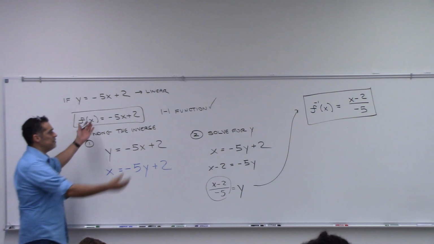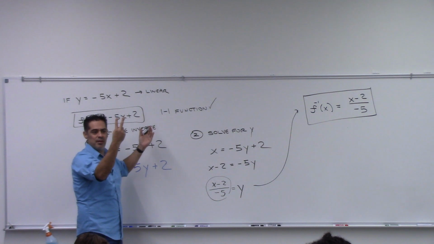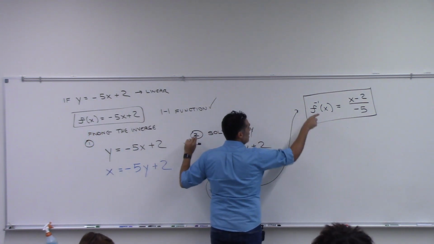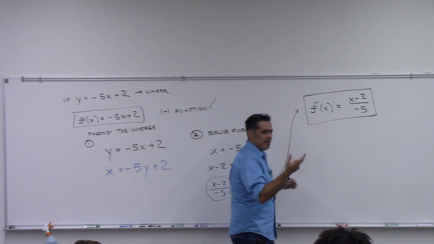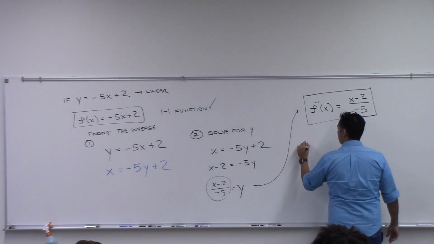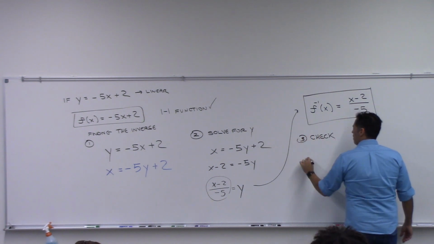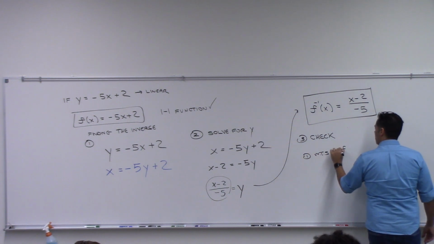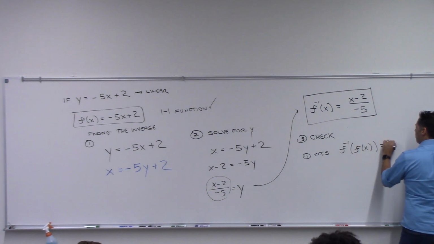How do we check to see if these are inverses? Two things, right? We have two things we have to do. We have to show that when you do that into this, you get x, and then we have to show that when you do that into this, you get x. The two things we just did in the previous examples. So step 3, I'm going to check. First thing I want to show is that when I do the inverse and inside of it I put f, I better get x.